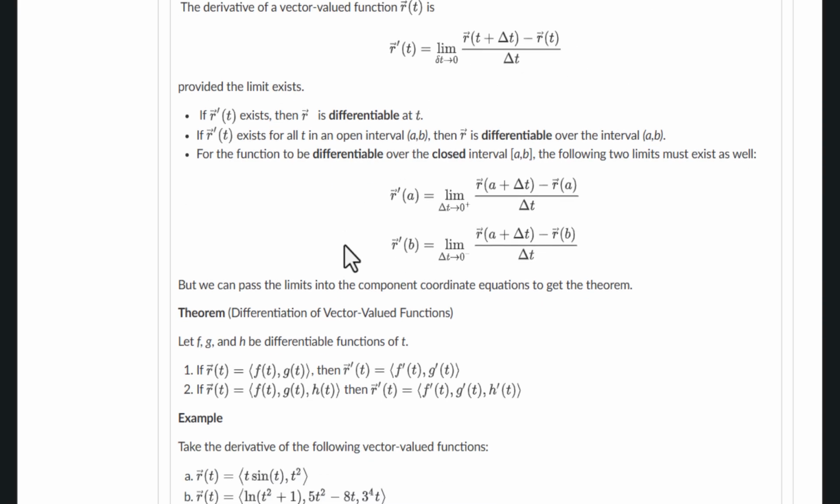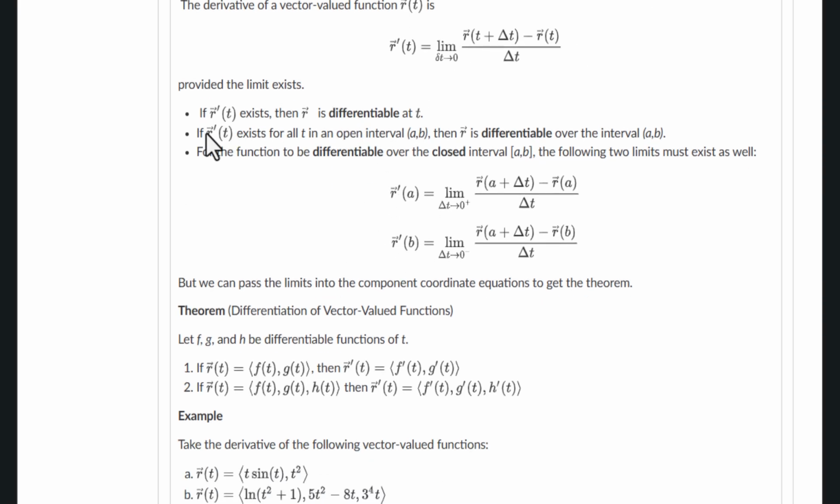If you happen to have an endpoint, like you're defining your vector valued function over an interval from a to b, you can define what the derivative should be at the beginning point a or the ending point b by taking the appropriate right-handed limit or left-handed limit for each side.